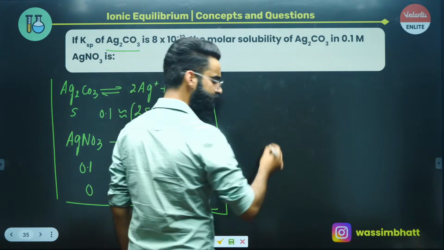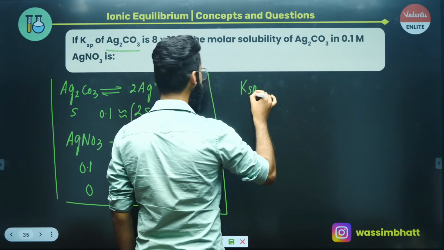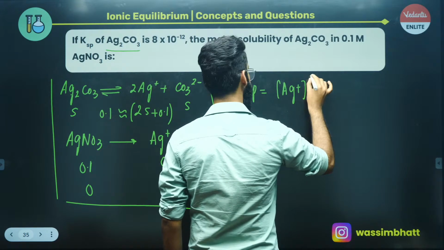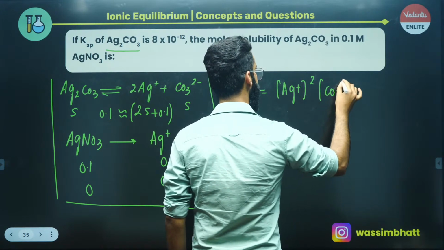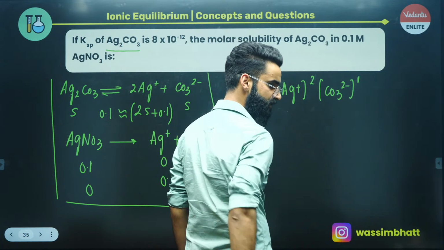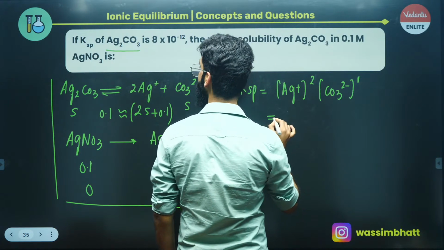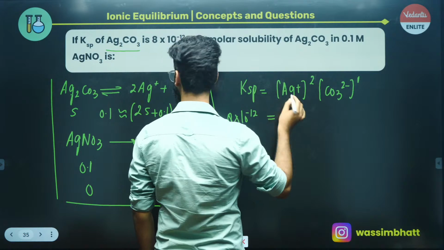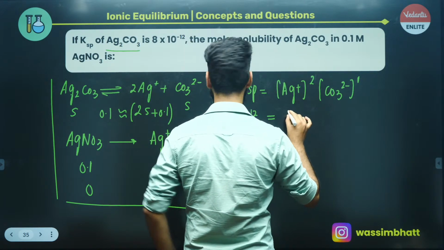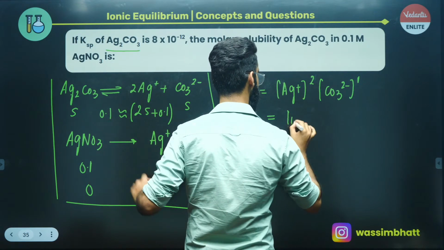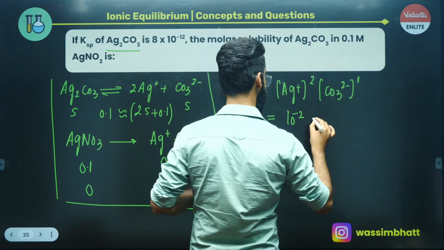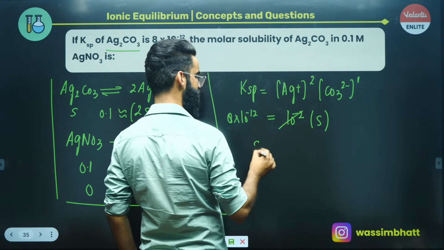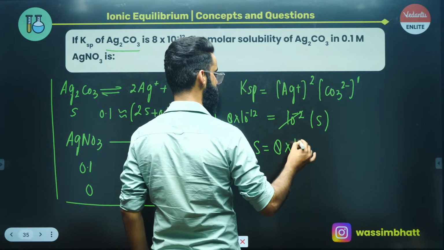Now write the Ksp expression again. Ksp you are going to write as the concentration of Ag positive raised to the power 2, concentration of CO3 dinegative raised to the power of its stoichiometric coefficient, that's 1, right? Now people, the Ksp value is given to me as per the question, which is 8 into 10 raised to the power minus 12. Ag positive concentration, that's 0.1, 10 raised to the power minus 1, raised to the power 2, so 10 raised to the power minus 2. CO3 dinegative concentration, that's S, and S is something which I was supposed to calculate. So 10 raised to the power minus 2 cancels. So S comes out to be 8 into 10 raised to the power minus 10 molar.